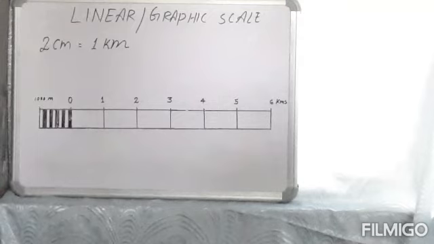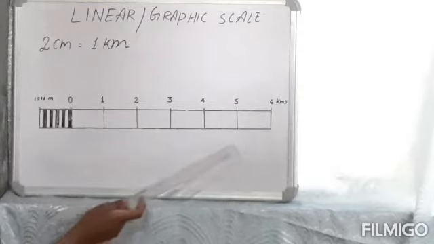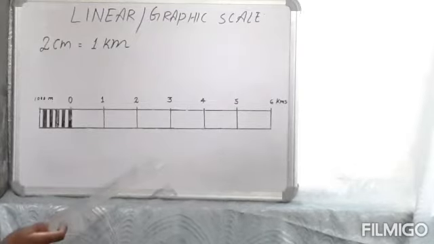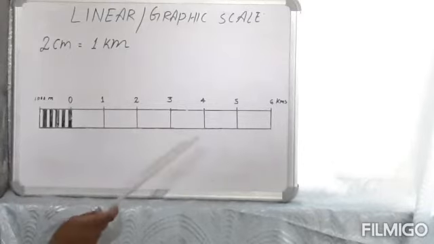On all the topographical survey maps, you have linear scale. It is used to measure the distance between 2 points on the map. Below every topographical survey map, you have a diagrammatical representation of linear scale which represents 7 kilometers.